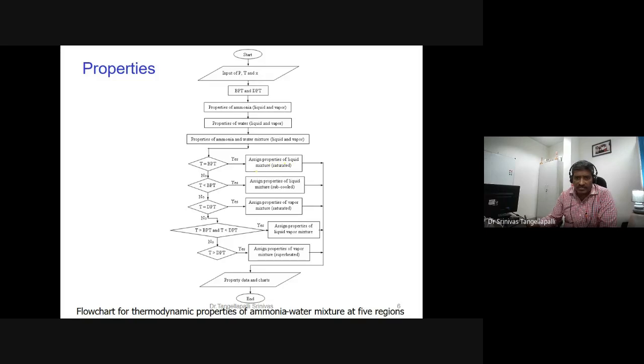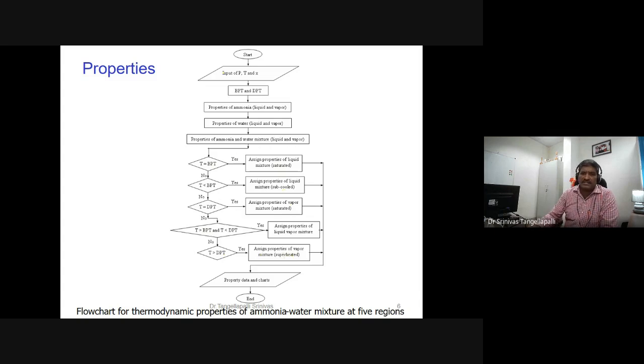Liquid, saturated liquid, and if it is less than the bubble point temperature, this is the subcooled state. Equal to the dew point temperature, this is a saturated vapor. And when the temperature is greater than the bubble point temperature and T is less than the dew point temperature, this is the liquid-vapor mixture. Just now I explained: if T is greater than the dew point temperature, that is called the superheated vapor state.